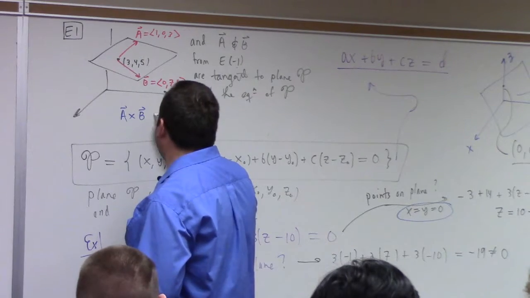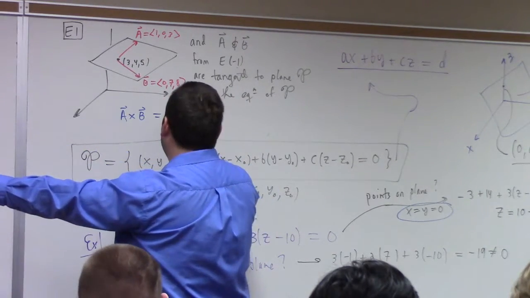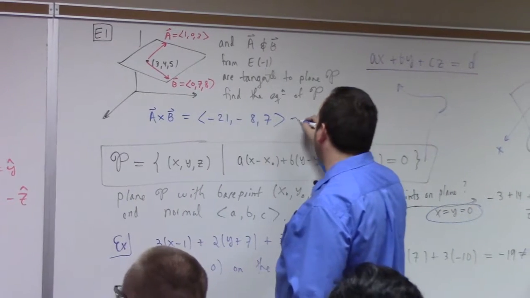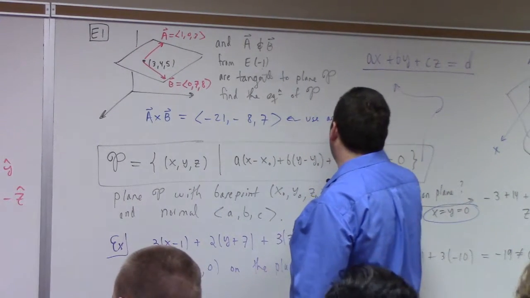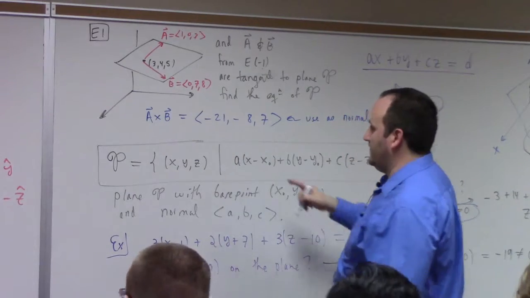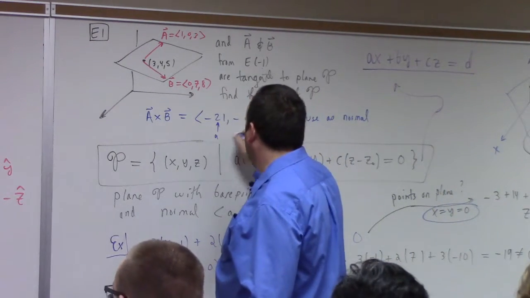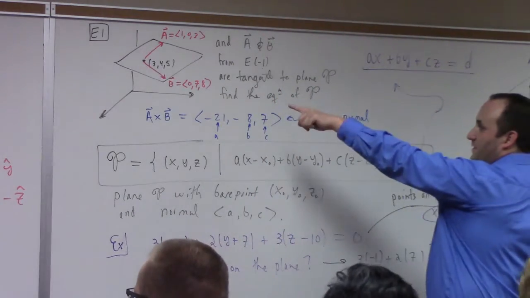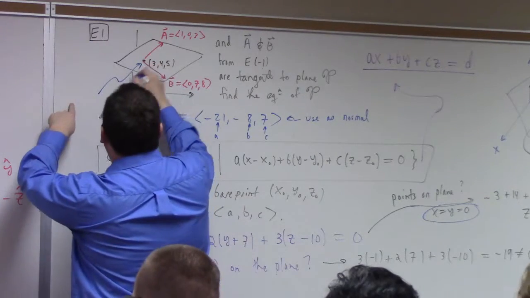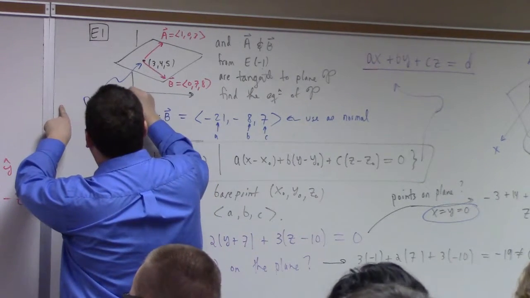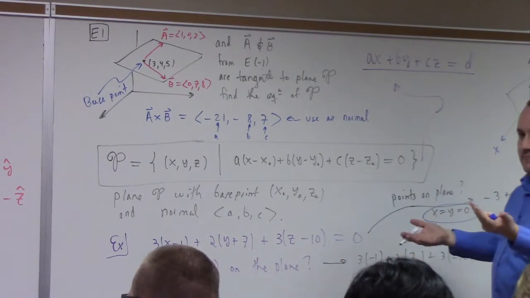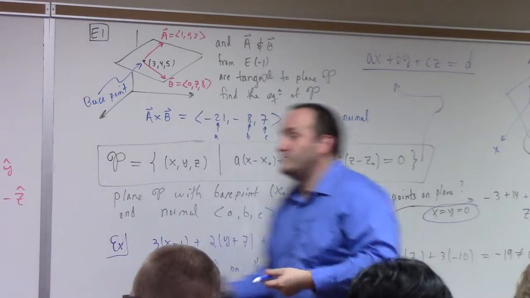Okay, I digress. So A cross B, we already calculated over here. It's minus 21, minus 8, 7. Well, that was convenient. So we know that this is a normal. And so we've got this is my A. This is my B. This is my C, quote unquote, right? I gave you a base point, right? That was given. And so what do we have left to do? Just write it down, right? We can write down the equation.